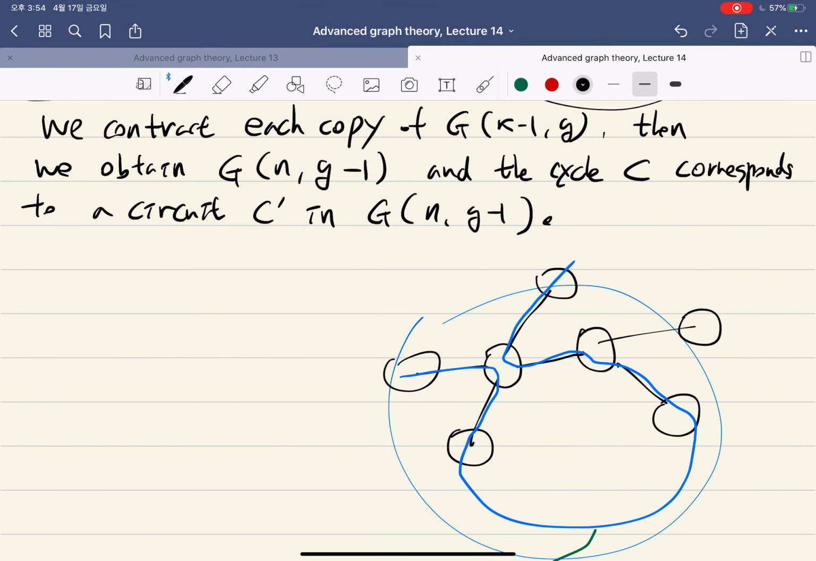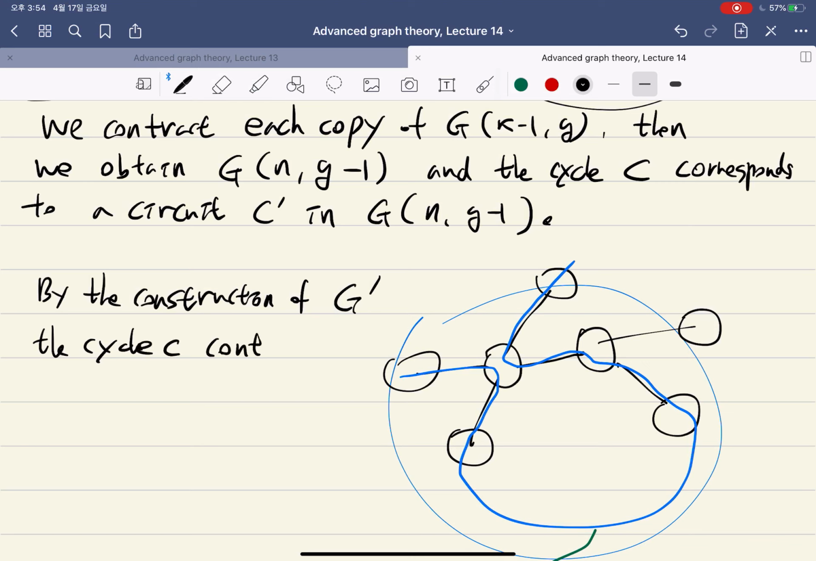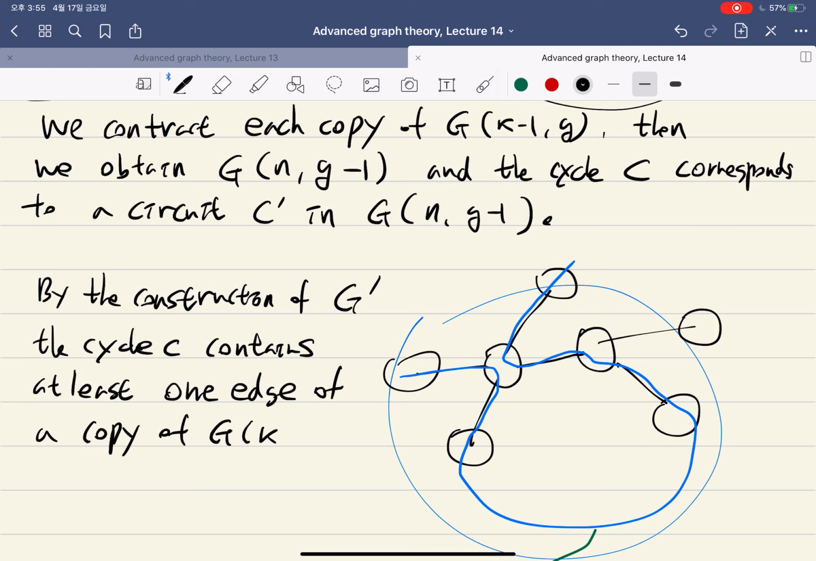Anyway, what we have is actually a circuit. Let's say this is C prime. Then, by the construction of G prime, the cycle C always contains at least one edge of a copy of G_{k-1,g}.